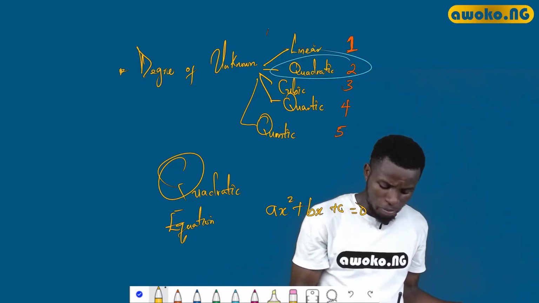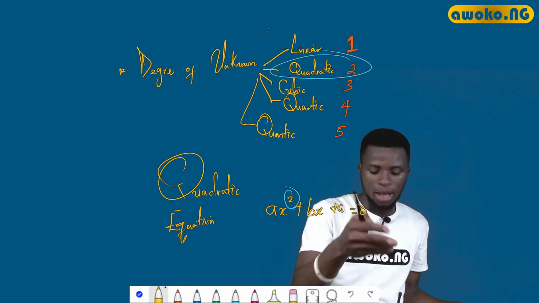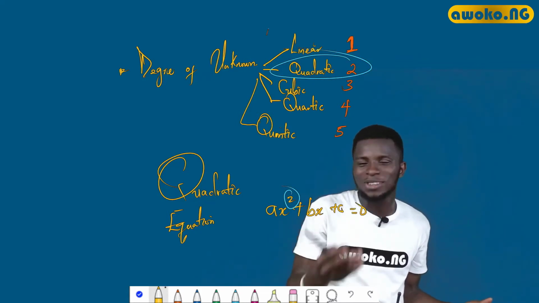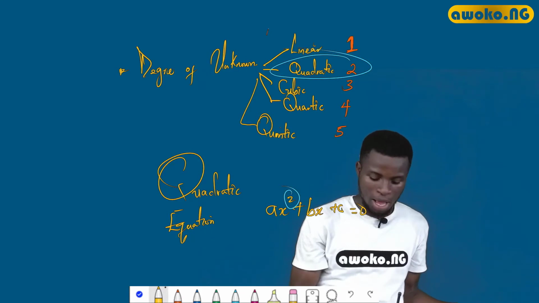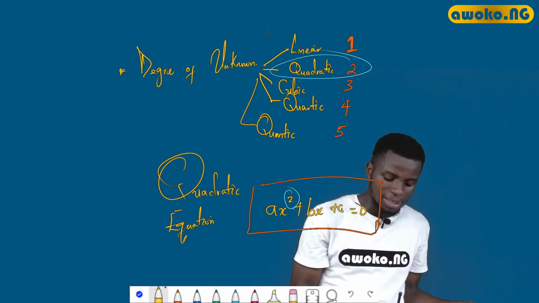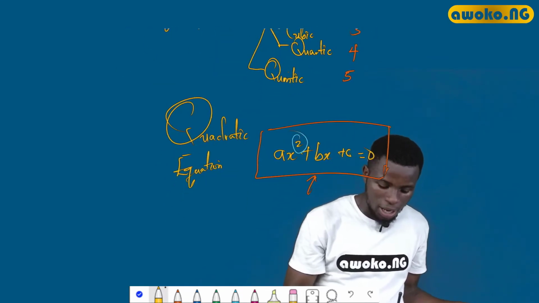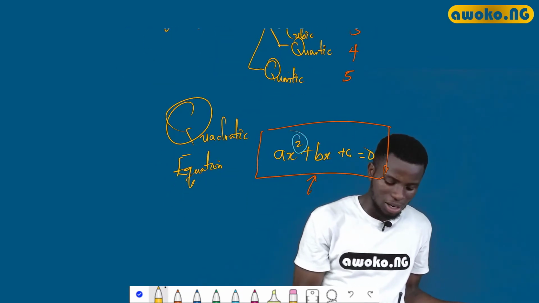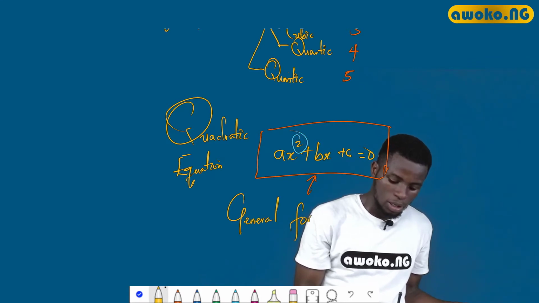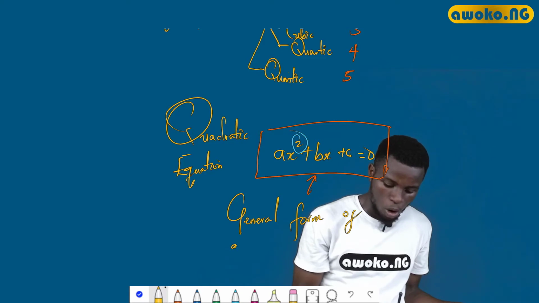Why? You agree with me that the highest variable power here is 2, okay? And this equation is the general equation for a quadratic equation. This is the general form of a quadratic equation.